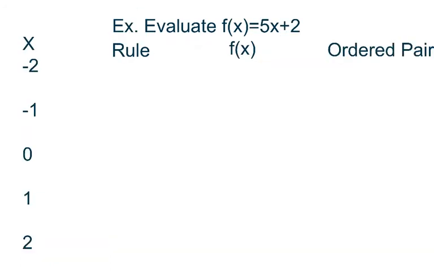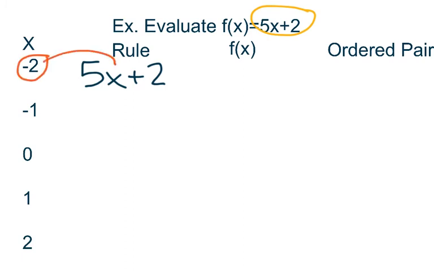Okay, so we're going to do this quickly. All right, so I have a function f of x at the top. It says 5x plus 2. I'm saying that my x's can be -2, -1, 0, 1, or 2. My rule is what I'm evaluating it for. So 5x plus 2. If I want to find f of x, I'm going to plug in this value for x.